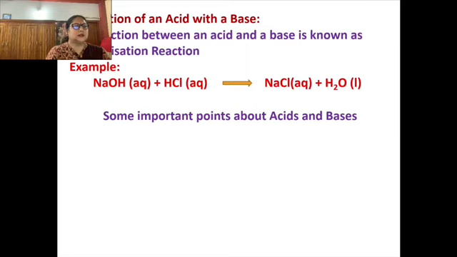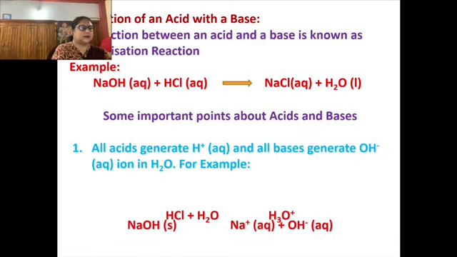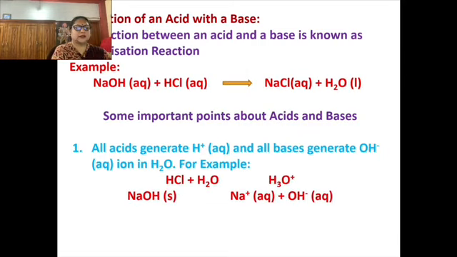Already we discussed the chemical properties of acids and bases. Mainly there are 5 reactions. Now, a summary of some important points about acids and bases. Number 1, all acids generate protons and all bases generate hydroxide in water. Example: hydrochloric acid produces hydronium ion, and sodium hydroxide produces OH ion.